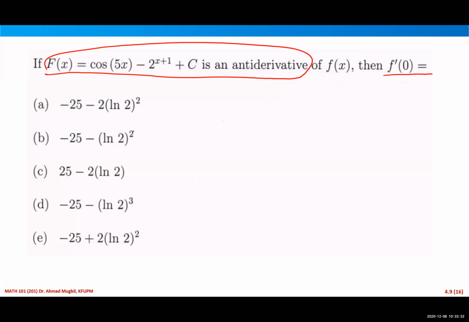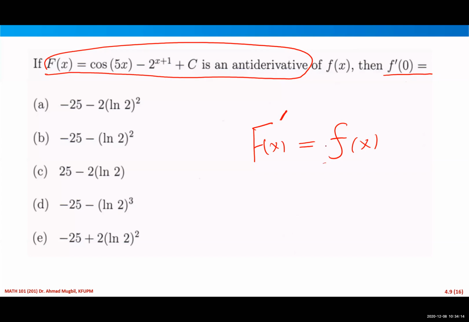Anyone? What's the idea? Derive twice. If you differentiate the antiderivative, we have the function. What is the relationship between the antiderivative and the function? It's the derivative. The derivative of the antiderivative is equal to the original function. Yes, this is the relationship between them, Shabab.